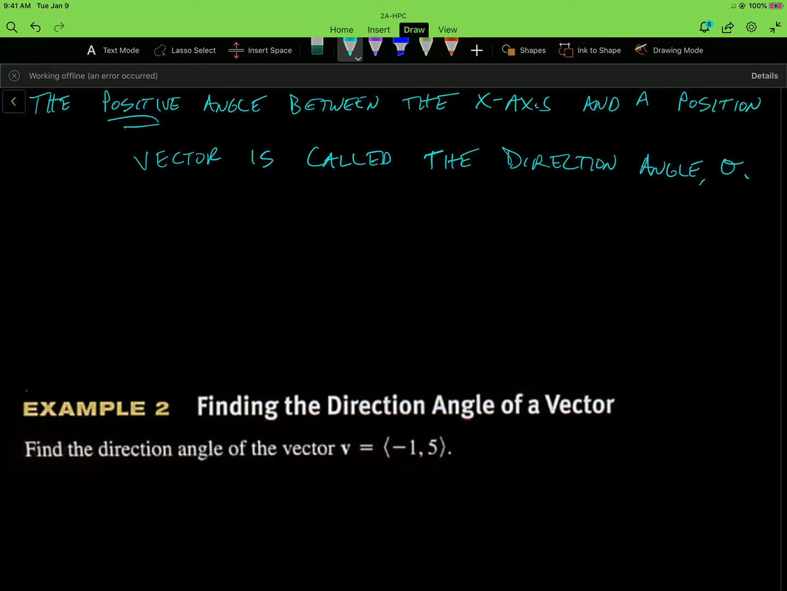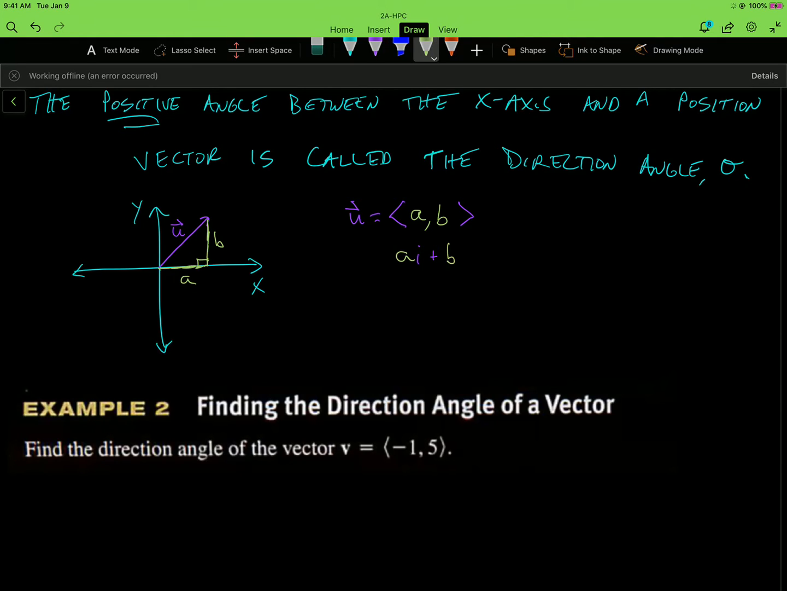So if we think about a vector, I'm going to look at it geometrically first to figure out how we do this algebraically. We've got our x and y plane, and I'm going to throw a vector on there in purple. If we break it down into its horizontal and vertical components, I'll call this vector u. We've got A and B representing the horizontal and vertical components. We can write that vector u in terms of its components as A comma B with those pointy brackets. Just to remind you of the other notation, we could say it's A i plus B j.